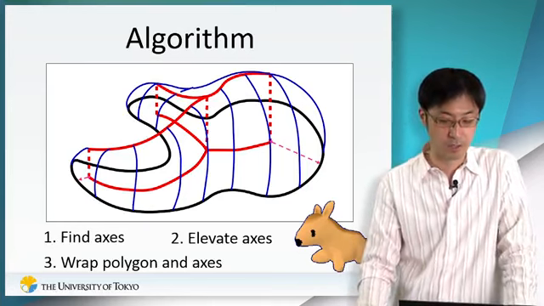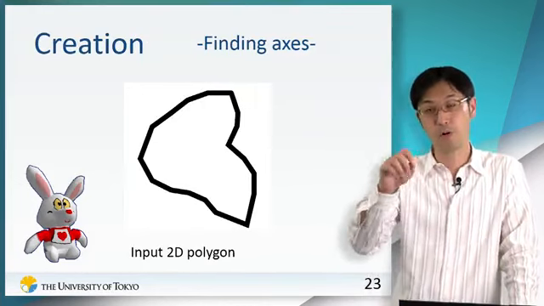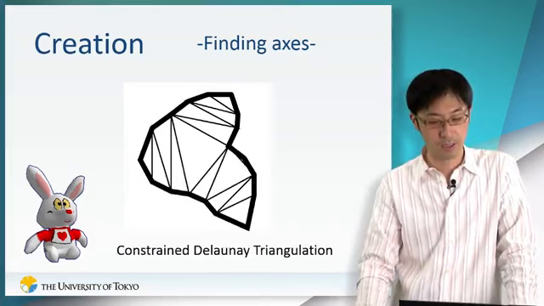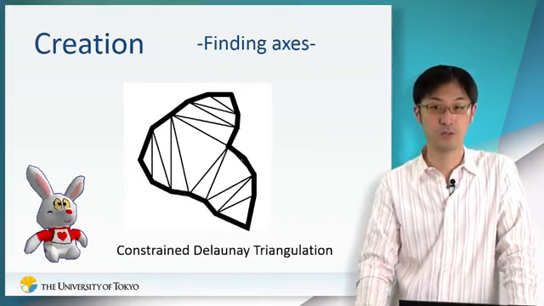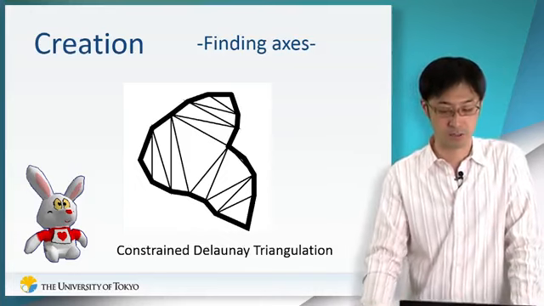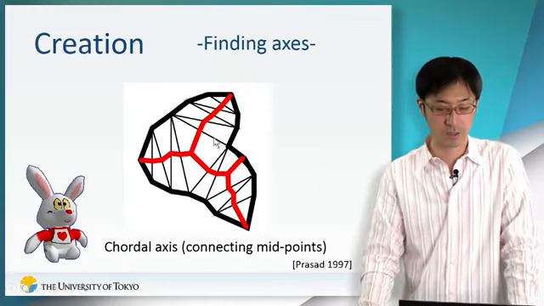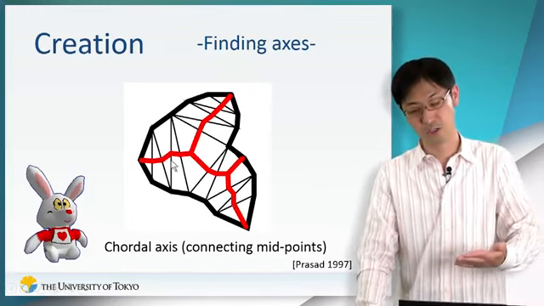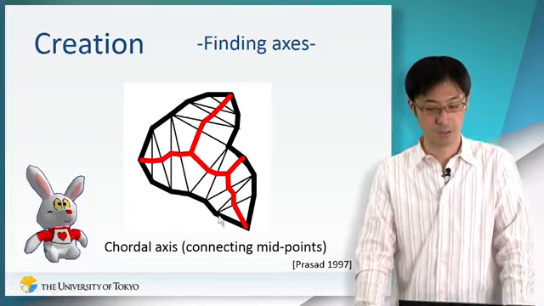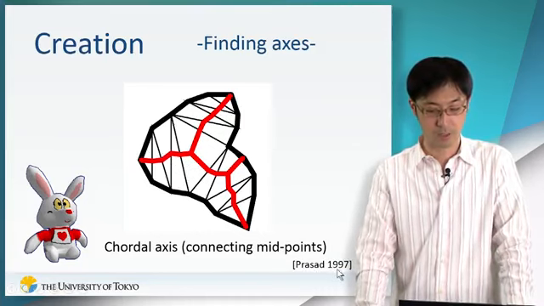Let me describe it step by step. The input is a 2-dimensional polygon or polyline. After that, we apply constrained Delaunay triangulation. This is a very simple computational geometry operation. Just triangulate them. Then we compute an axis by connecting midpoints. Again, this is a very simple operation, but a very powerful tool for analyzing shapes. This technique was introduced by Prasad in 1997.